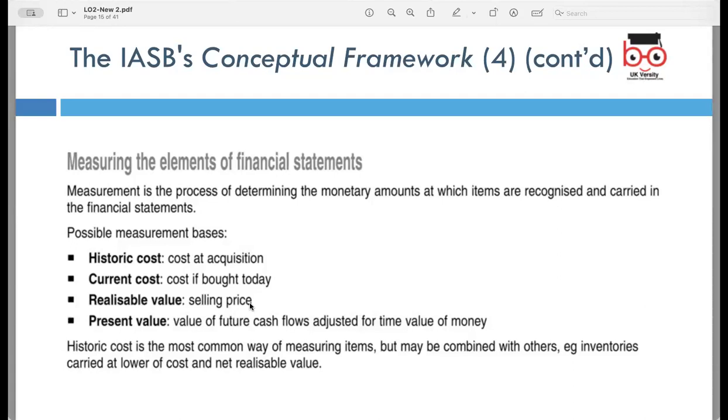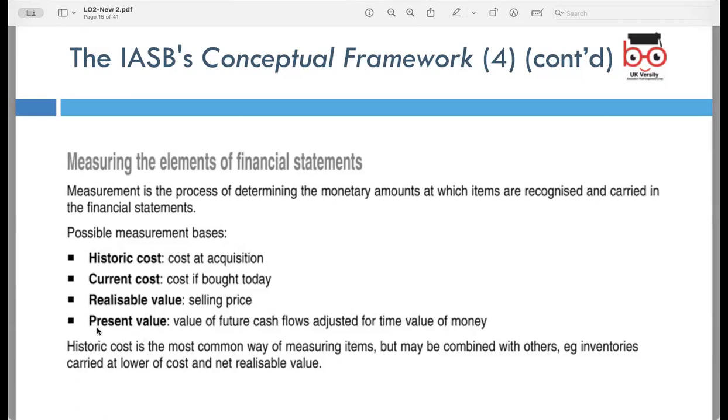Historic cost: items are recognized at their acquisition cost. This is the most common measurement basis and is used because it is objective and verifiable. Next is current cost: items are recognized at the cost that would be incurred if they were bought today. This method reflects the current market conditions and prices. Then realizable value: items are recorded at the amount that could be obtained if they were sold. This ensures that the value of assets is not overstated.